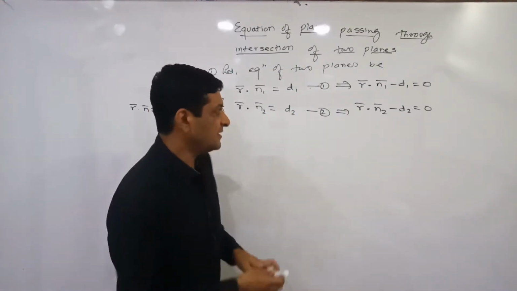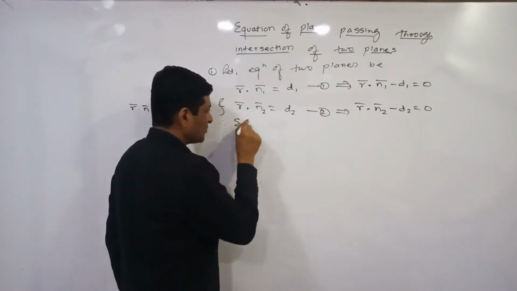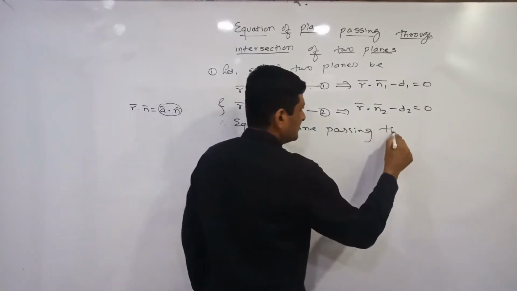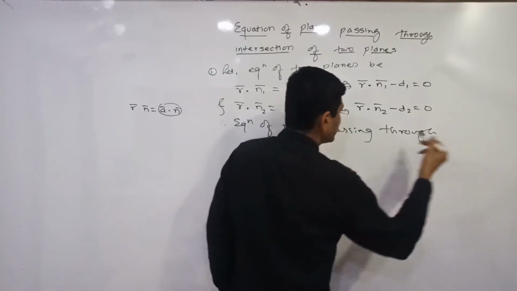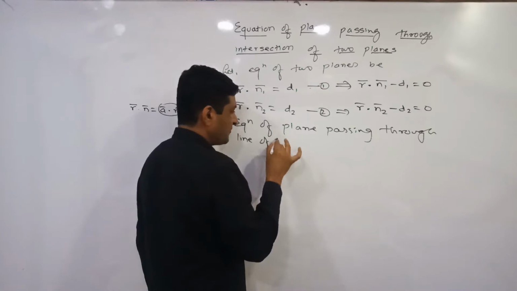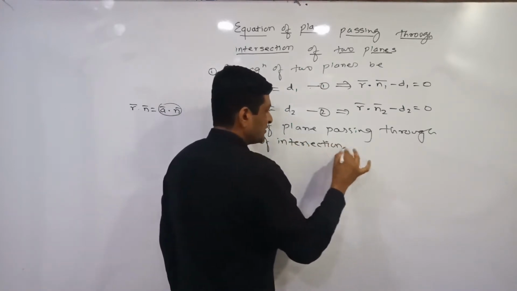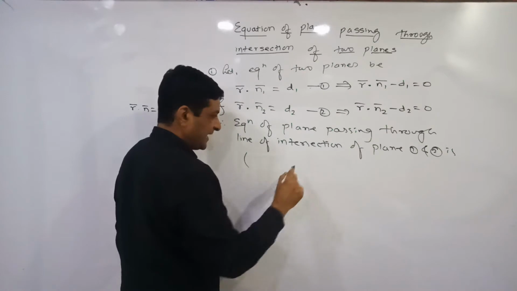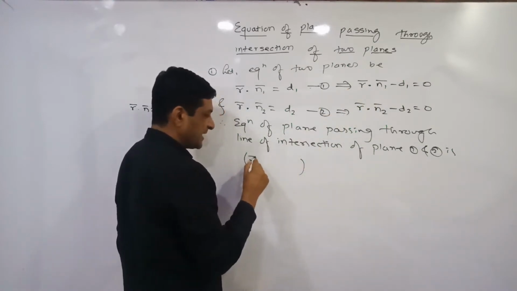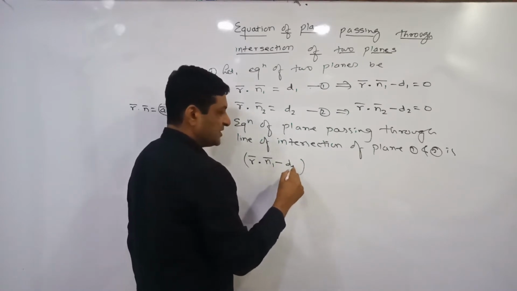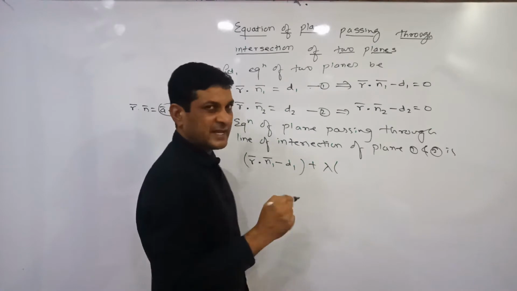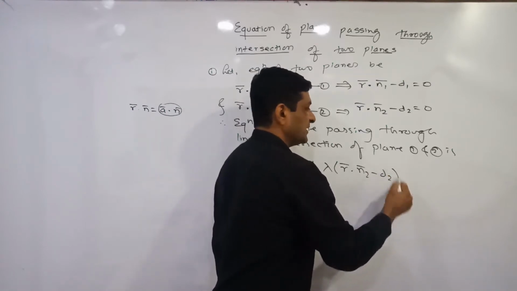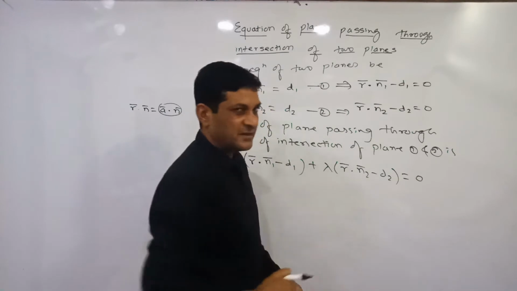Okay, so the equation of the plane passing through the line of intersection of the first and second planes is: in the first bracket write the first equation of the plane, r bar dot n1 bar minus d1, plus lambda, where lambda is a scalar, into, in the second bracket, the second equation, r bar dot n2 bar minus d2, is equal to, let us see what we get on the right hand side. Already I have written here that 0 is there on the right hand side.